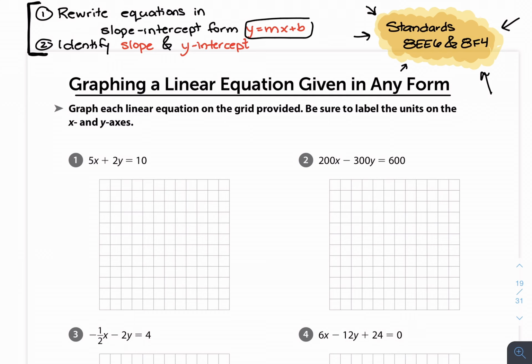So you're going to rewrite the equations in slope-intercept form and simply identify the slope and the y-intercept once you've done that. I know that if you can identify the slope and y-intercept, you are only one step away from being able to graph that equation. So if you can show me you know how to do this, then I am confident that you will be able to graph it when given graph paper.